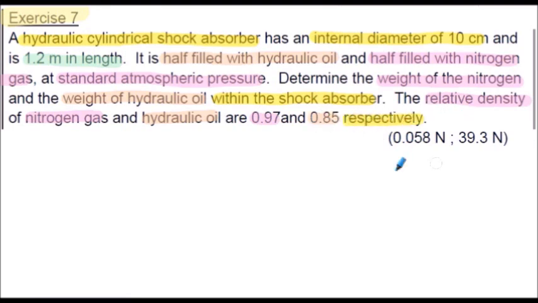The weight of the nitrogen and the weight of the hydraulic oil stated in the bracket here. Again, I would encourage you to start the presentation and attempt exercise 7, but I'll show you the full work solution on the following slides.